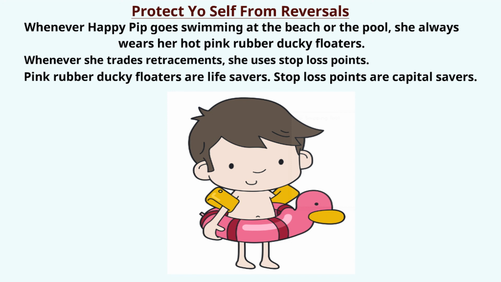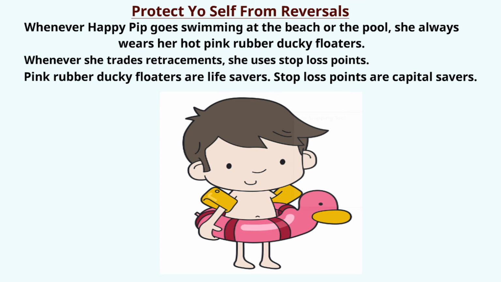Whenever Happy Pip goes swimming at the beach or the pool, she always wears her hot pink rubber ducky floaters. Whenever she trades retracements, she uses stop-loss points. Pink rubber ducky floaters are lifesavers. Stop-loss points are capital savers.